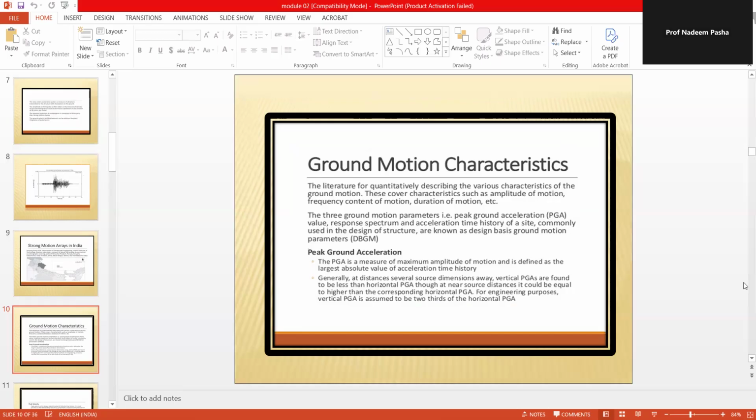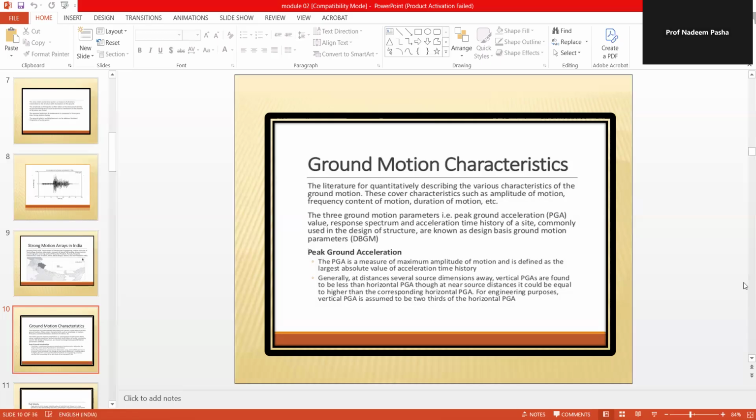Ground motion characteristics include the parameters used for quantitatively describing the various characteristics of the ground motion. These cover characteristics such as amplitude of motion, frequency content of motion, duration of motion, etc. The three motion parameters, that is peak ground acceleration value, response spectrum, and acceleration time history of a site, commonly used in the design of a structure, are known as design basis ground motion (DBGM) parameters.